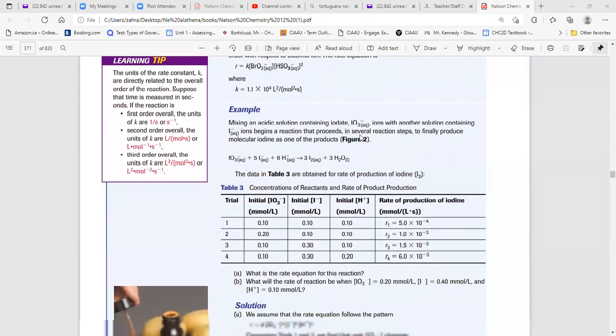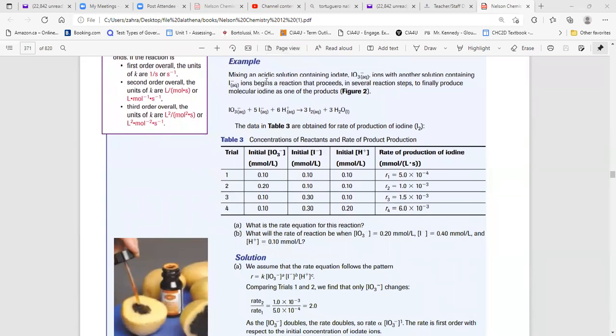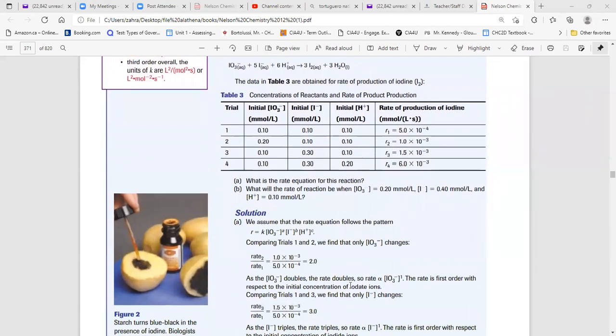Here is another question. Mixing an acidic solution containing iodate IO3 ion with another solution containing... So this is the reaction we have. We have three reactants. When you want to write the rate law, it's going to be rate = k [IO3-]^A [I-]^B [H+]^C. So basically these three to the power of A, B, C. Now we need to find out the rate law.